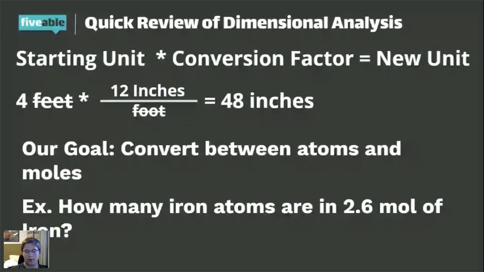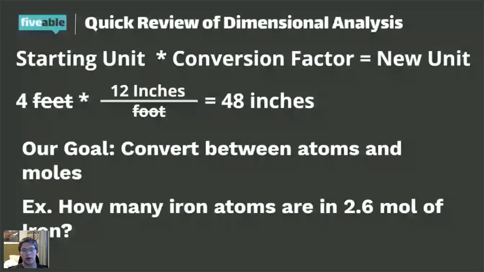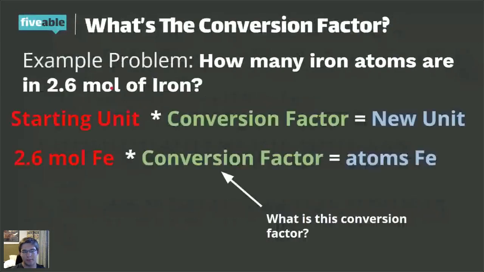So our goal in these problems is to convert between atoms and moles. If I have 2.6 moles of iron, like this problem says, how many iron atoms are actually there? That's really the major type of problem that you're going to be seeing. So let's look at how we're going to do this problem. Remember, we have our starting unit times our conversion factor equals our new unit. So we can fill in this starting unit and this new unit here.